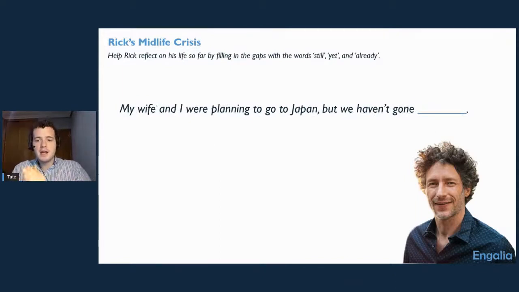All right, here's the next one. The next one says, my wife and I were planning to go to Japan, but we haven't gone blank. Now, notice these may be a bit simple because we have the sentence structure, and where they are in the sentence makes a big difference. But that's okay. I'm going to try to make it a little bit more complicated a little bit later. But here we go. My wife and I were planning to go to Japan, but we haven't gone yet. Fantastic. Yes, we haven't gone yet.